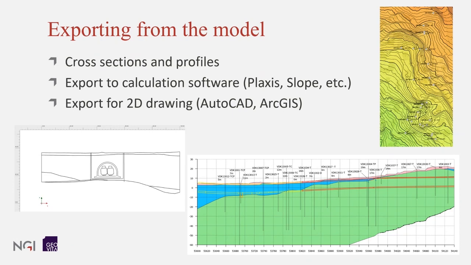You can export them to a PDF and then look through them and decide which one you want to do calculations on. You then export the cross sections to a DXF format, which most calculation software support. In this project, this has greatly increased the efficiency.